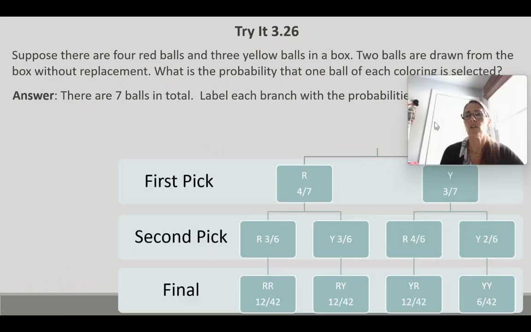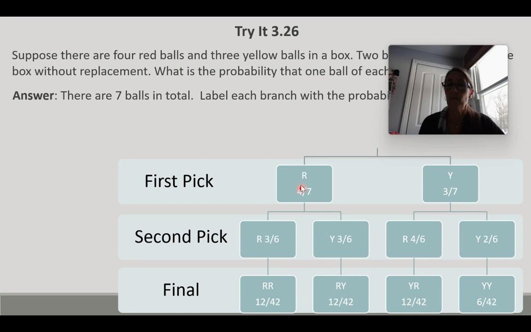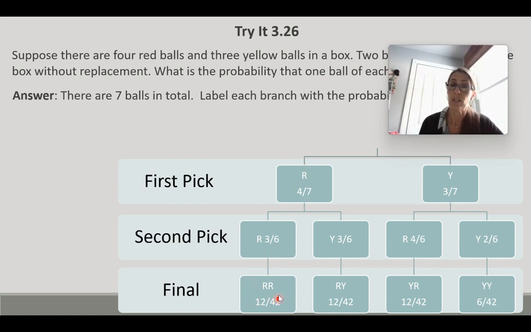So here we have our tree diagram. Pick a red, so that's 4 out of 7, or a yellow, 3 out of 7. We're not replacing, so then our next pick, red, we're going to change the numerator. Now there's only 3 red balls to pick from out of 6 total, because we've already picked one out. But if we pick yellow, there's still the 3 yellow, but we still only have out of 6 because we already picked one ball. And then we go down, we multiply going down the branches to get those final probabilities.